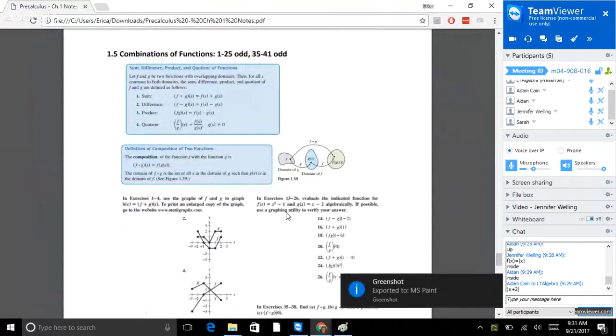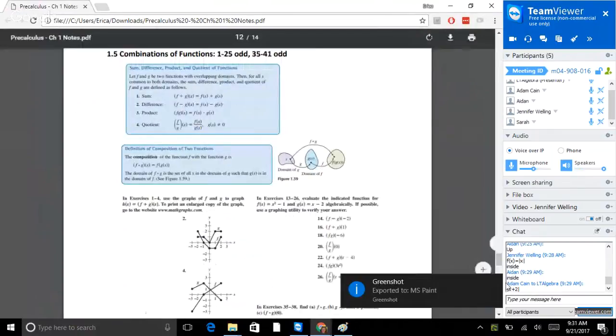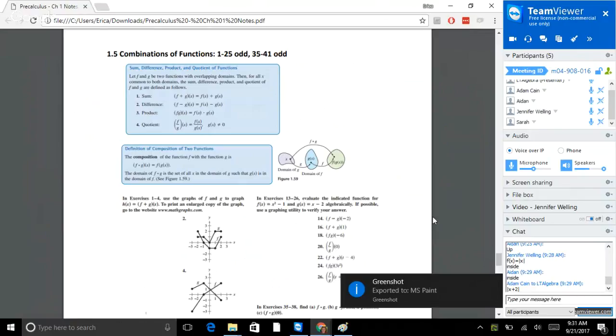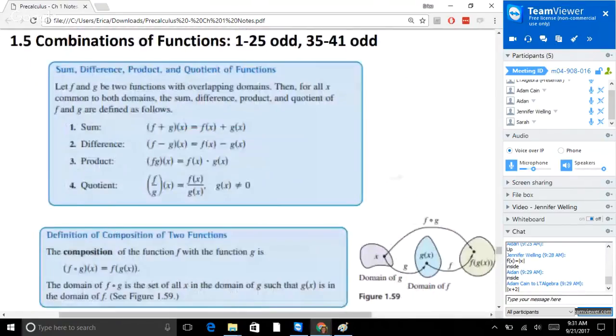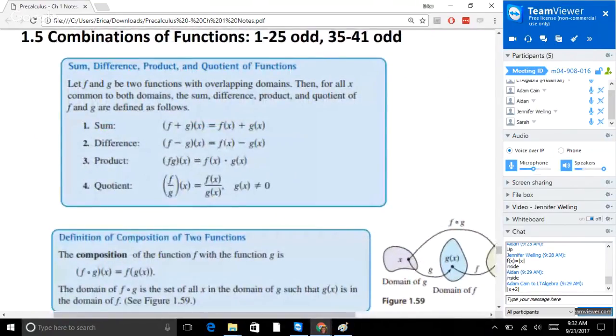let's talk about combinations of functions. Honestly, the terminology looks a little bit more complicated than what we're actually going to be doing, especially for sum and difference, okay? So let's say we have 2 functions, f of x and g of x. We can actually find the sum, the difference, the product, and the quotient of those 2 functions.